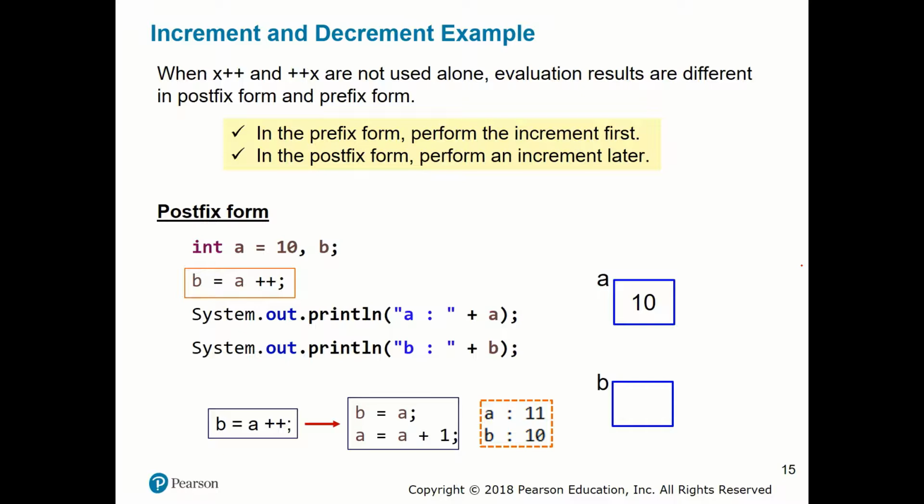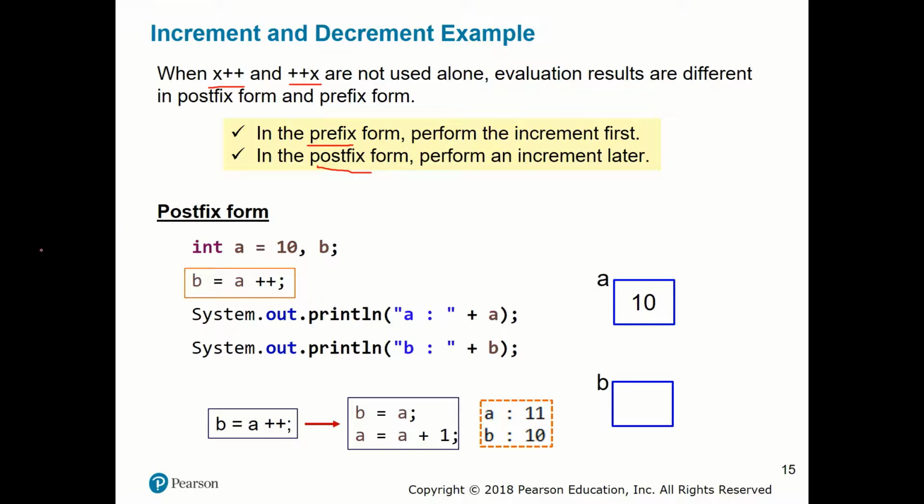We should be careful if plus or minus operator is not used alone. When x++ or ++x are not used alone, evaluation results are different in postfix form and prefix form. In prefix form, we need to perform the increment first. In the postfix form, perform an increment later. I will explain this with an example.